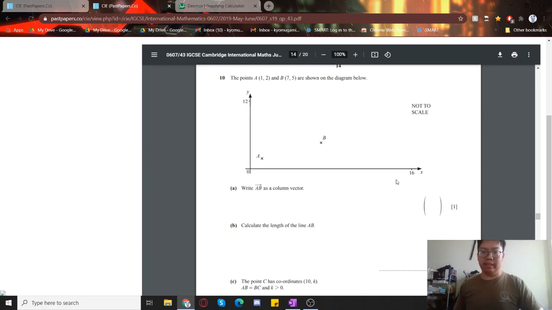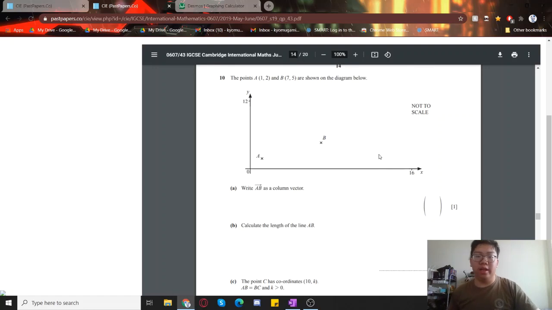Yeah, okay, this is just AB as a column vector. You should know how to do this, but the x order is top x, bottom y. Don't ask me why it's like that, it just is. So that should be 6 and 3.